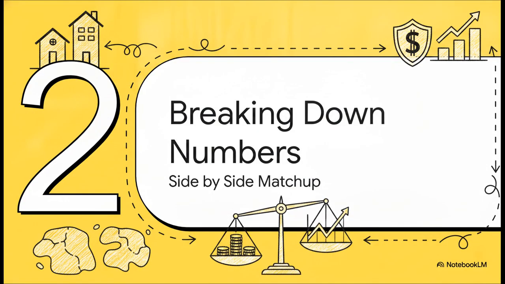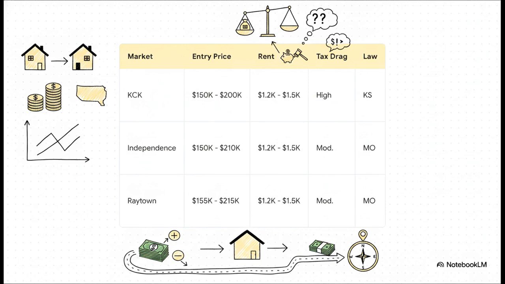Section 2. Breaking down the numbers, a side-by-side comparison. Let's look at a 3-bedroom home in Wyandotte County compared to popular Missouri suburbs like Independence or Raytown. What's really interesting here is that the entry prices and top-line rents are remarkably similar. You're typically looking at an entry price between $150,000 and $210,000 across all three of these markets. Plus, that exact same house will predictably bring in about $1,200 to $1,550 a month in rent, regardless of which side of the state line it actually sits on.